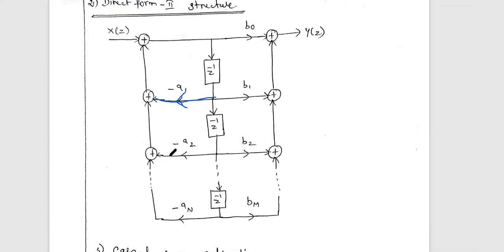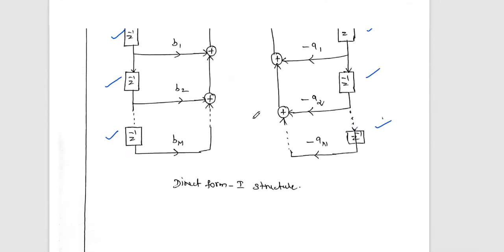Up to bm. Similarly, you just add the two outputs using one adder. This is said to be the Y of z. So you just compare direct form 1 and direct form 2.